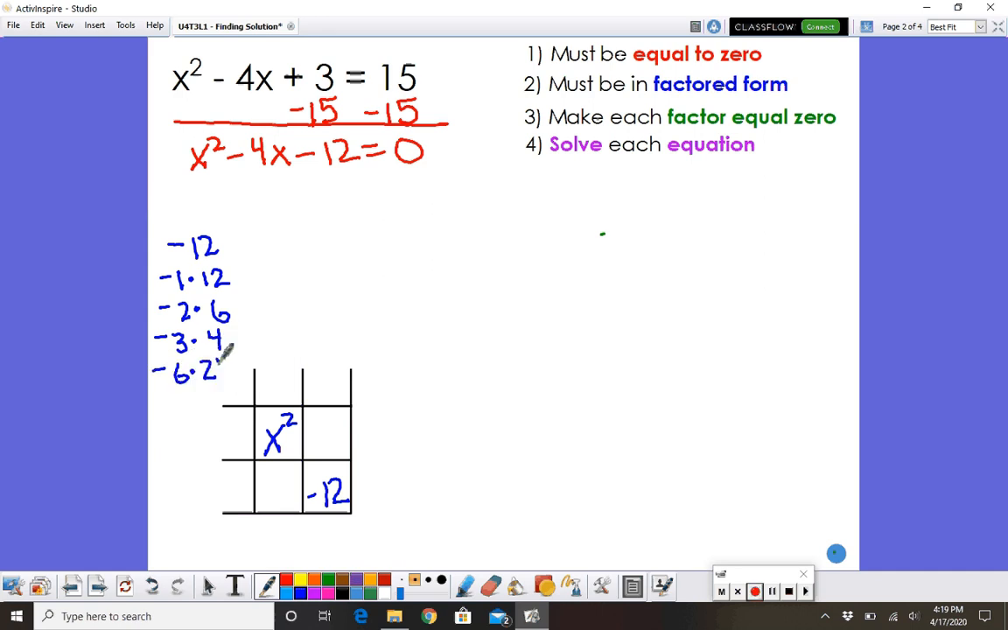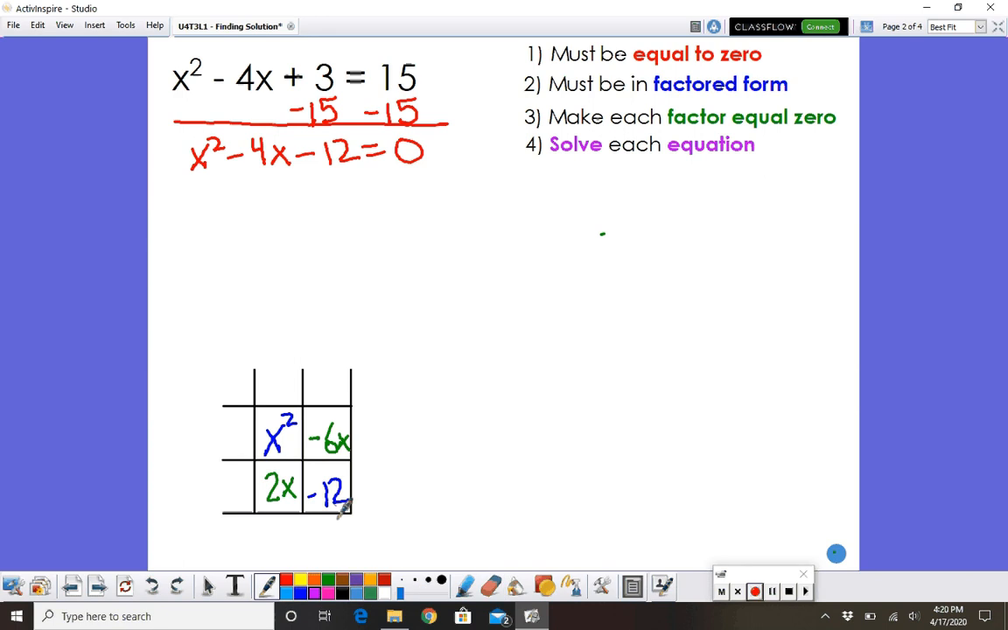All right, and I'm going to stop right here because I know -6 times +2 gives me -12. -6 plus +2 gives me a -4. So let me put those in here. I'm going to put my -6. I'm going to put my +2. And then I'm going to make some room. Get rid of this. And you'll get to the point where you can do that in your head, which will be nice.